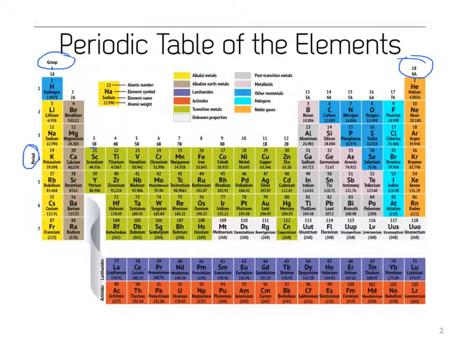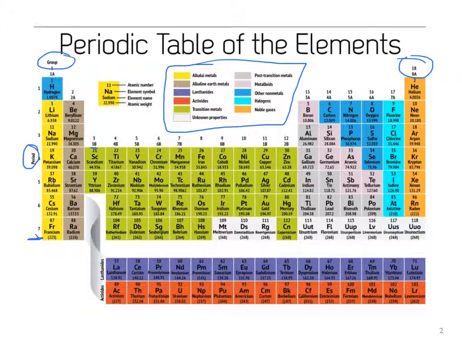Anything that's a row is called your period, so you have a total of 7 periods. Just pay attention to how these elements are classified in terms of metals, nonmetals, halogens, noble gases. I'm not going to really read the chart for you, just talking about a better sense of what it is.